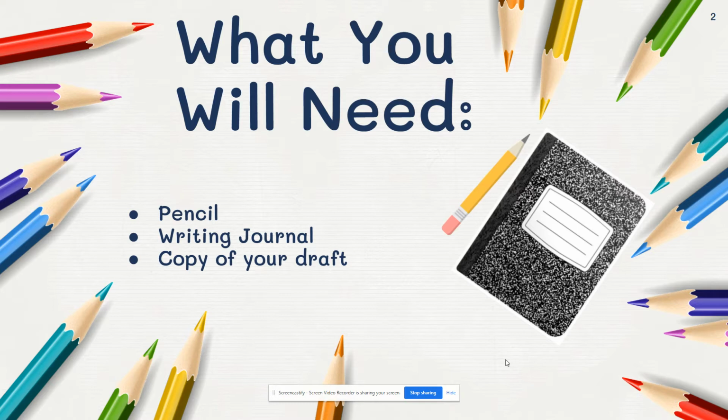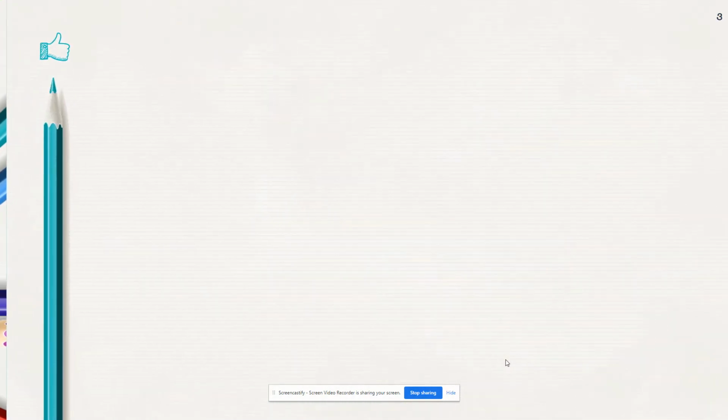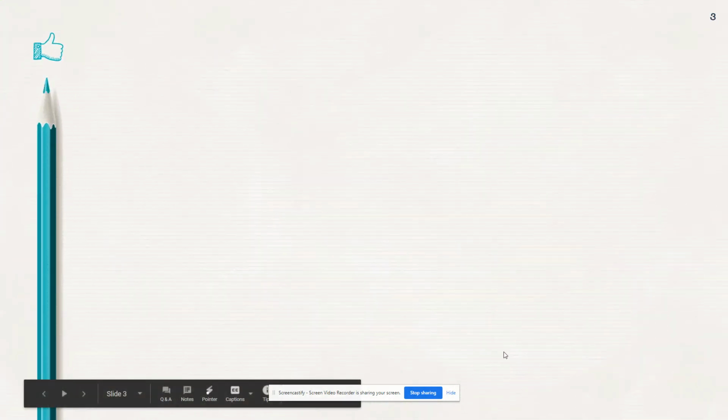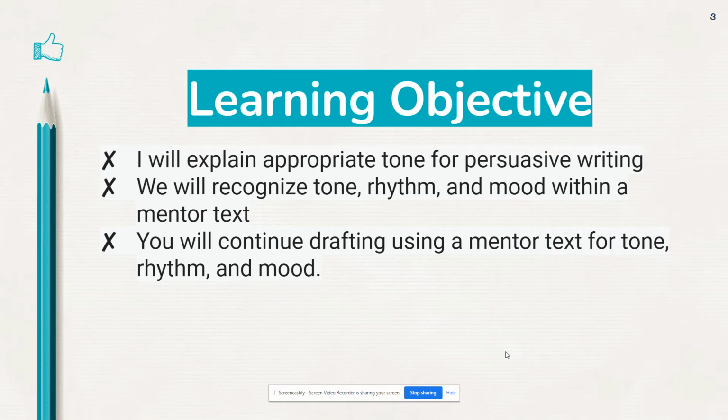Okay, welcome back. Now that you have all of your supplies, let's go over your objectives for today. I will explain the appropriate tone for persuasive writing. We will recognize tone, rhythm, and mood within a mentor text. You will continue drafting using a mentor text for tone, rhythm, and mood.